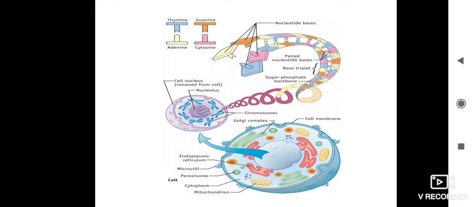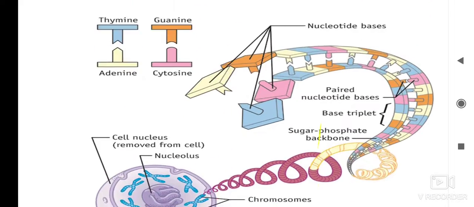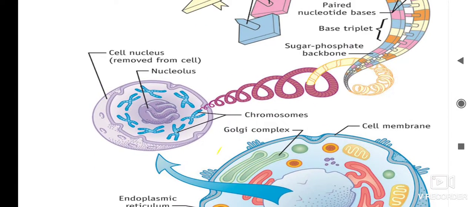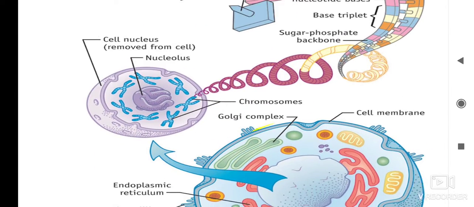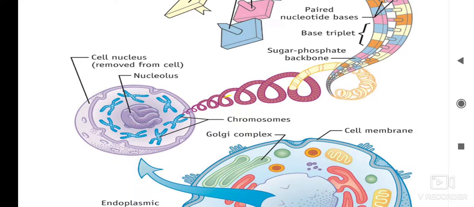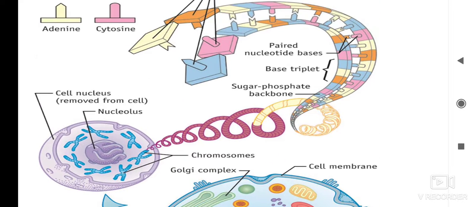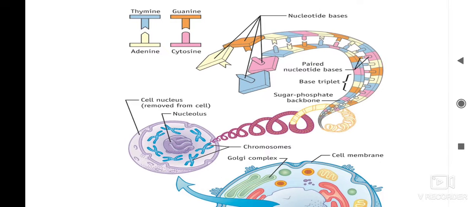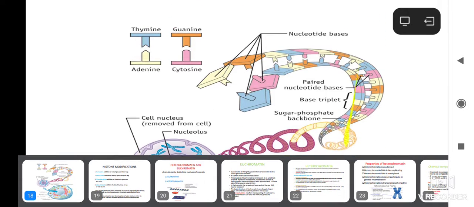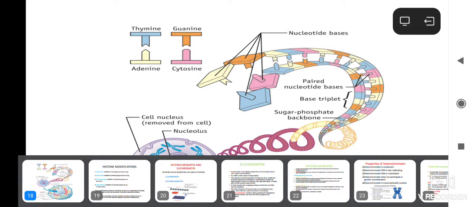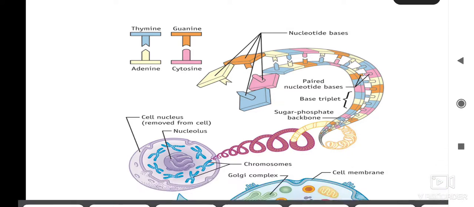It is the structure of the chromosome. This is the cell. This is the chromosome. This chain-like part is the chromatin fibers. It is the DNA helix part, the nucleotide base.